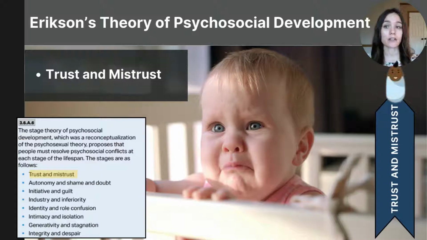So in stage 1, this is called trust versus mistrust, or trust and mistrust. This happens in infancy between the ages of birth and 18 months. And the conflict or the crisis centers on whether the child learns to trust their caregivers to meet their basic needs, or if they feel uncertain and fearful about whether they can rely on their caregivers.